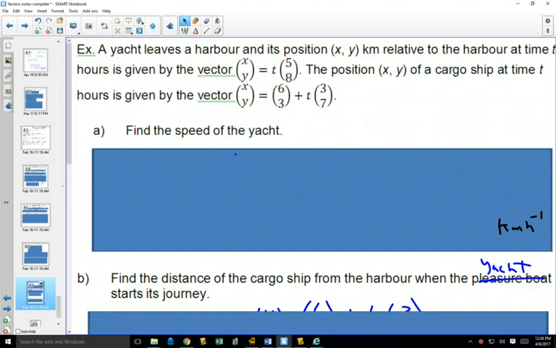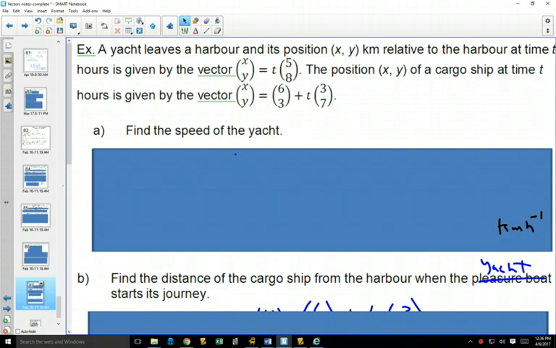A yacht leaves a harbor, and we've got a vector equation for our yacht. And we also have a cargo ship. Notice that there's the same value of t in both of these equations. The starting point for the yacht is 0, 0, and that's because 0, 0 is the harbor. The starting point for the cargo ship is 6, 3. So the cargo ship is not at the harbor while the yacht is at the harbor. But it's traveling in the direction 3, 7, and the yacht is traveling in the direction 5, 8.